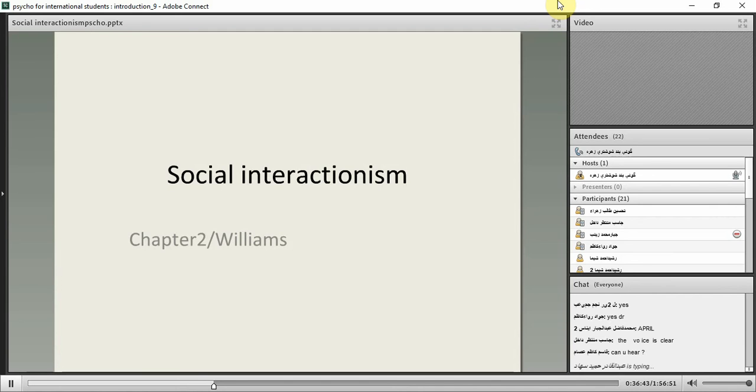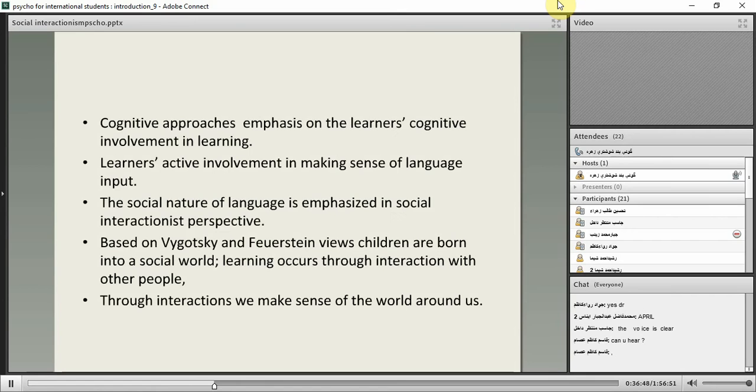Why? Because it's, as I stated, a major school of thought in psychology. So far, we reviewed cognitive approaches in terms of information processing models and also Piaget's constructivism. The cognitive approaches, as you know, emphasize the learner's cognitive involvement in learning.